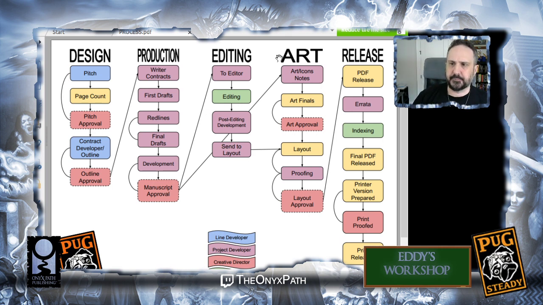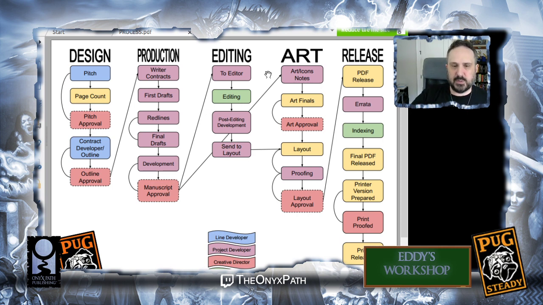The art phase is happening simultaneous to the editing phase. Basically, we reach out to the art director with art notes, and any notes for icons, for bloodlines, subgroups, what have you. The artists need to know to a certain degree what the context of the manuscript is, but they don't need to have the final text. So there's no reason why we can't get art going with the pre-edited manuscript.